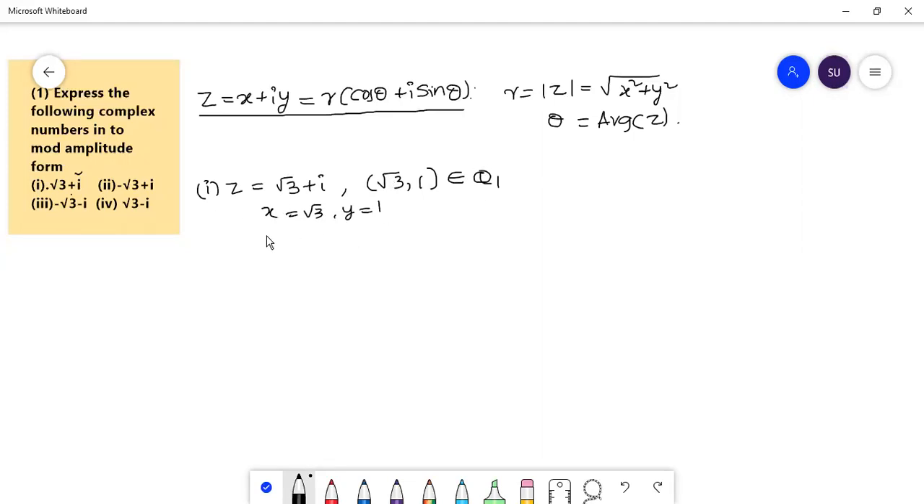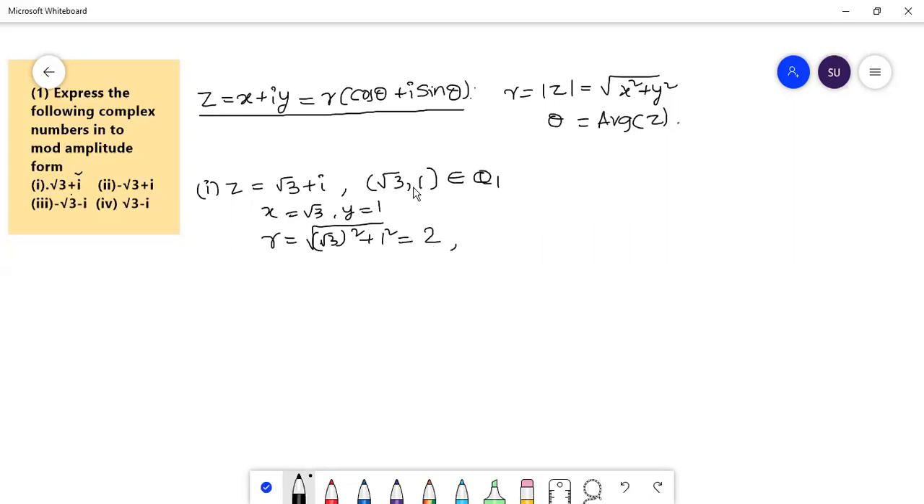In order to write in the mod amplitude form, we need to find r and theta. First we will find r. R is equal to root over x square plus y square, that is root of root 3 whole square plus 1 square, which is clearly root 4. Root 4 is nothing but 2.